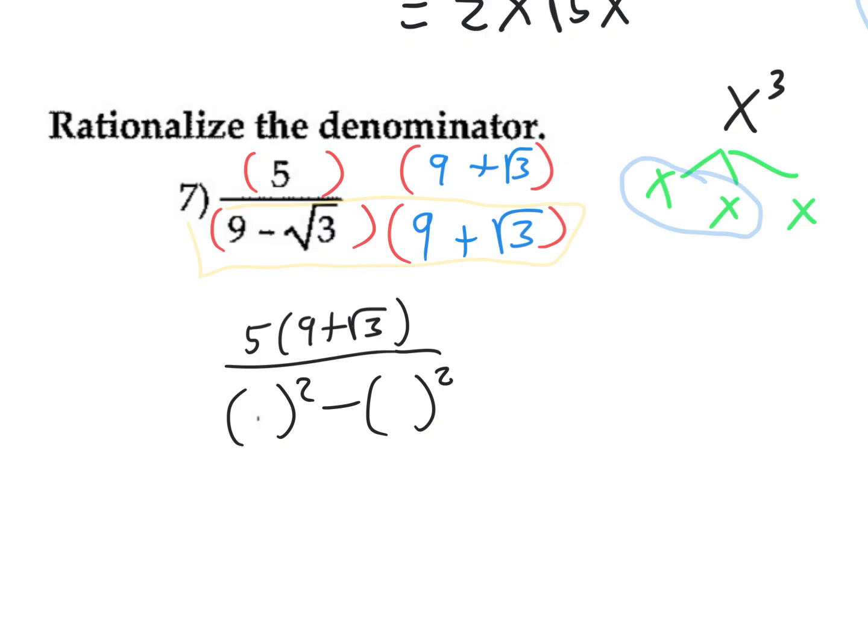And what is going to be the first thing? Well, it's this number, 9. What is going to be the second thing? This radical 3. So literally put a radical 3 in there.